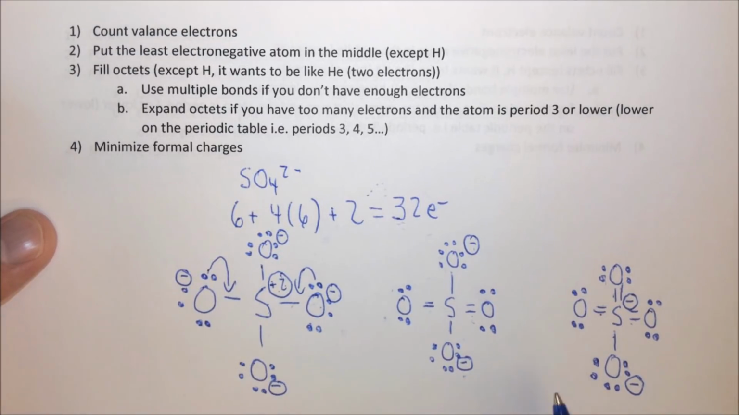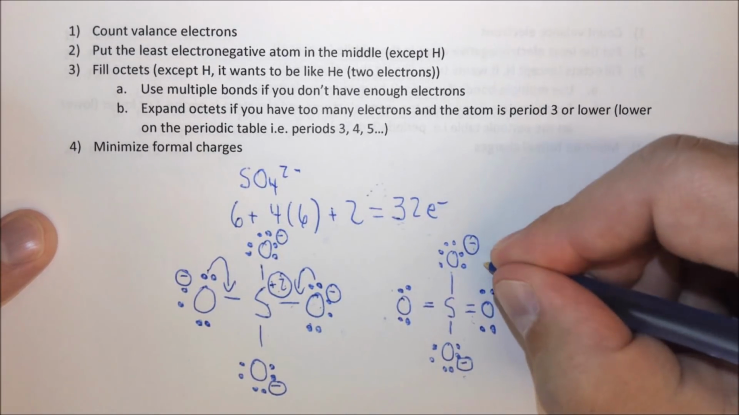So how do I decide which of these two is better? They both have 2 negative formal charges. Well, it turns out that you want the negative formal charge on the most electronegative atom. The most electronegative atom is almost always the outside atom. So we want the oxygens to contain the negative formal charges.